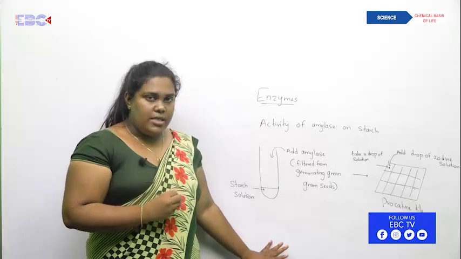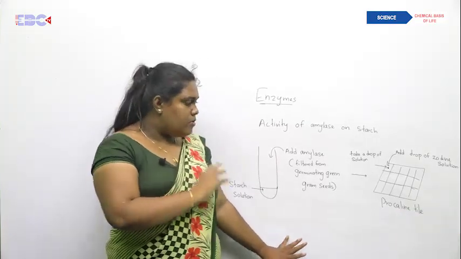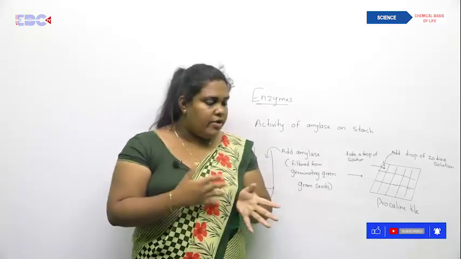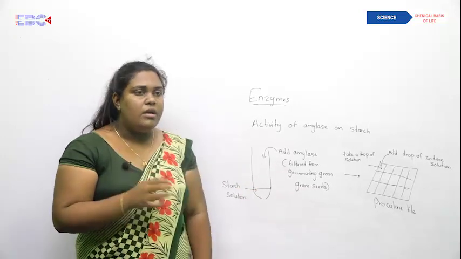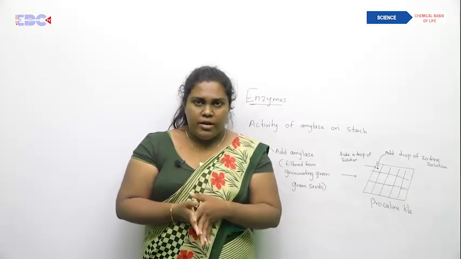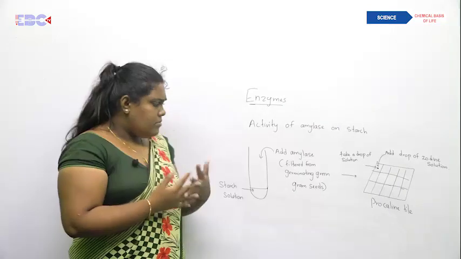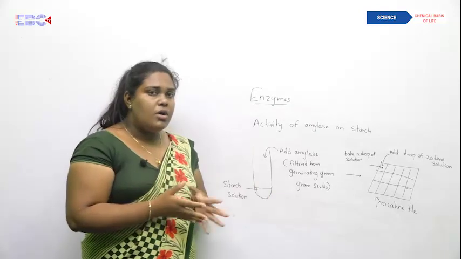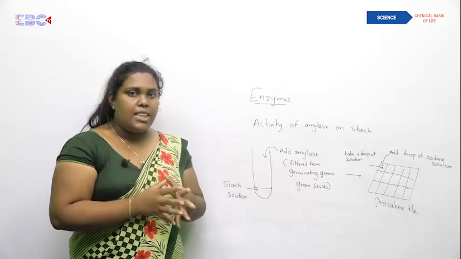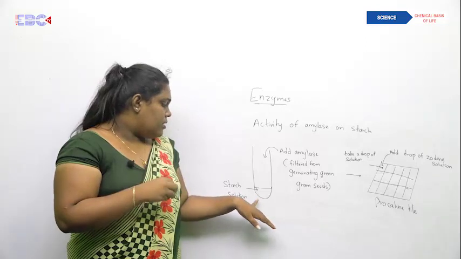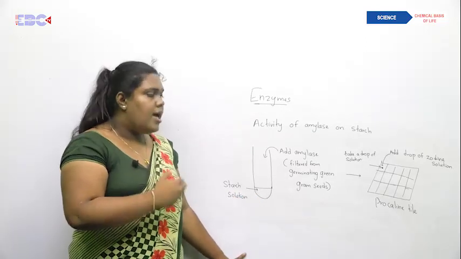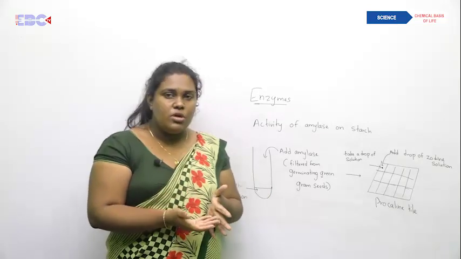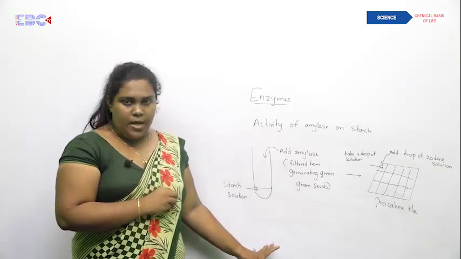The observation is that the blue color obtained from this mixture gradually reduces with time, and finally we obtain the color of the iodine. Starch gives a blue-black color with iodine, but there's no color change after 20 minutes. That is because all the starch present here has been converted to maltose by the amylase enzyme.